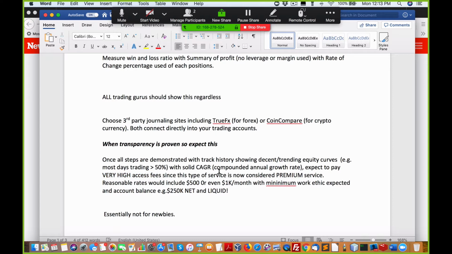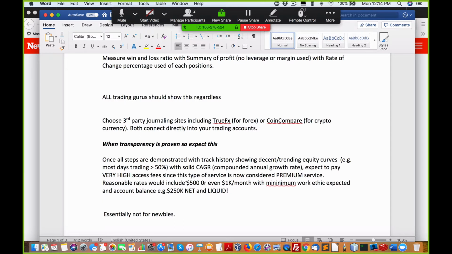Also, if you're just looking for data and results, the real guys that are doing this, that have this kind of transparency, you could be paying in excess of $500 a month or even $1,000 a month. A lot of people don't have access to that kind of capital, yet they want all this transparency, all this third-party verification. If they're not willing to pay for it, then they won't get access to it.